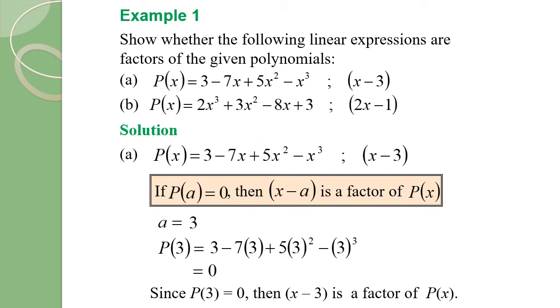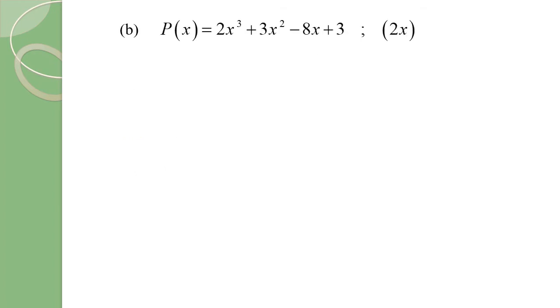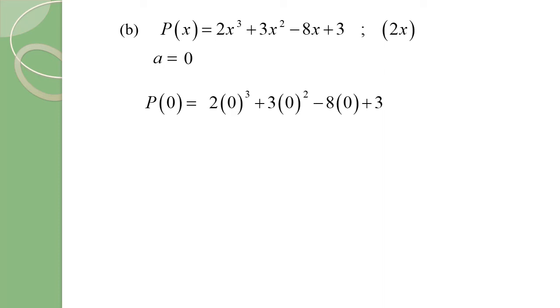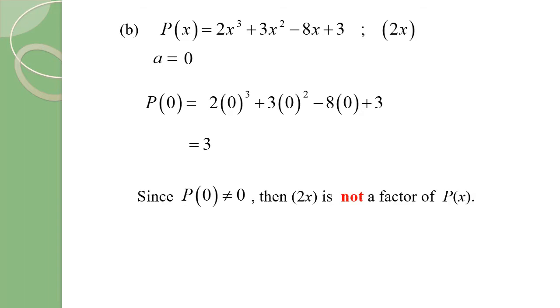So we do the same steps for question B. We have the factor 2x. What is the value of a that we need to substitute into the polynomial? a equals 0. So p(0) is equal to 2 times 0 plus 3 times 0 squared minus 8 times 0 plus 3, which is equal to 3. It's not equal to 0, so 2x is not a factor of p(x).